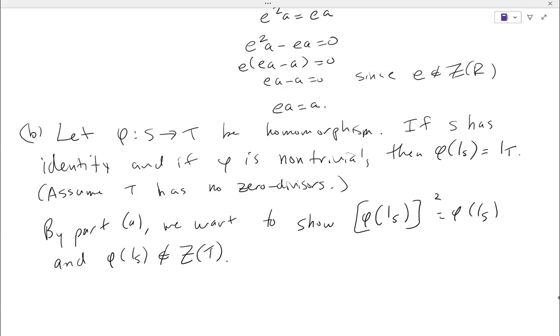All right. Let's do the second part first. What's the only zero divisor in T? Zero, right? I should say no non-zero zero divisors in there, by the way, because zero is always a zero divisor. So this part really means we need to explain why phi of 1s is not 0. It's the only thing it could possibly be, correct?